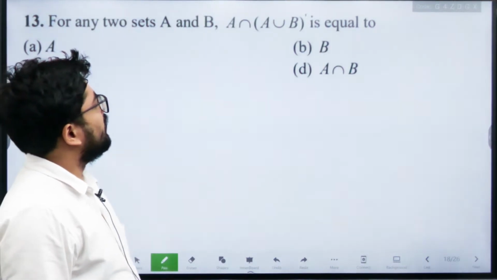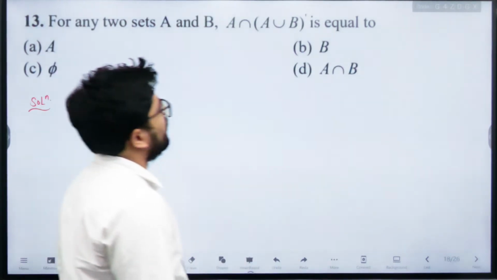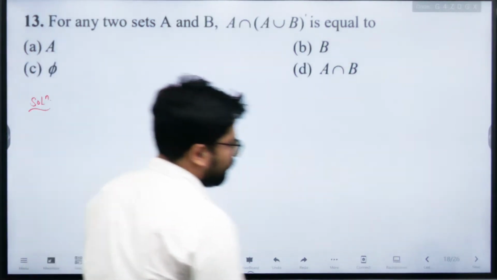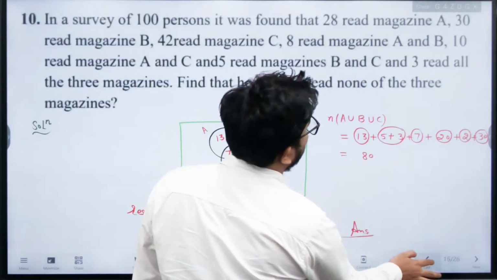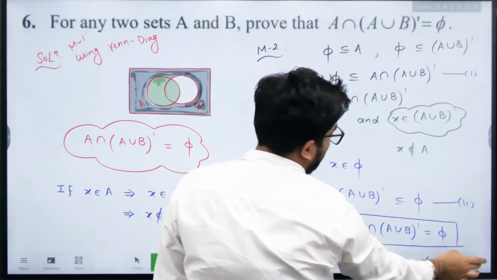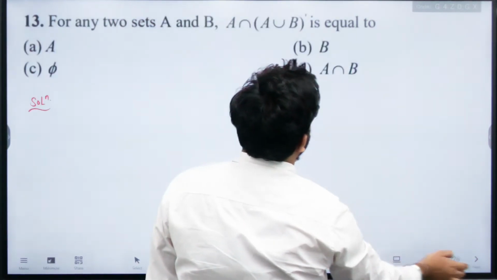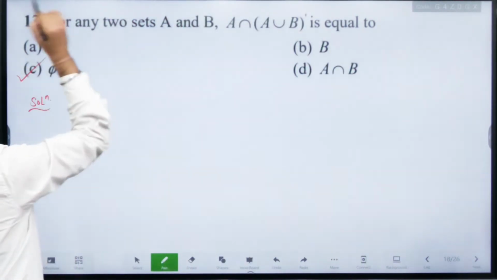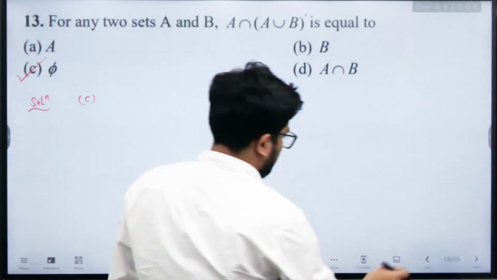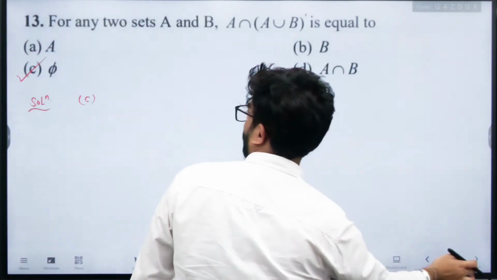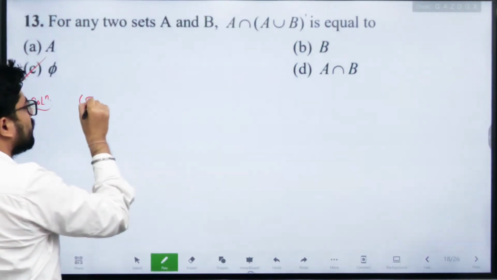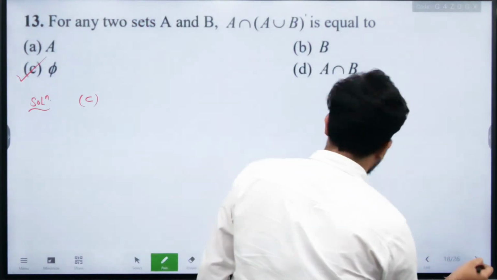For any two sets A and B, A intersection (A union B) complement is what? We already know the answer for this. A intersection (A union B)' is the empty set, which is option 5. So you already know the answer. That is C, 5. Yes, C is the answer. Now the next question.